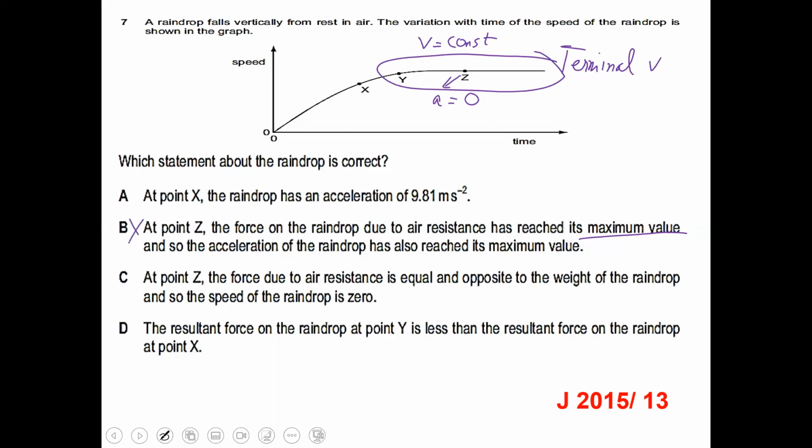At point Z, the force due to air resistance, the word maximum is a problem. At point Z, the force due to air resistance is equal and opposite to the weight of the raindrop. Look at this line. Has speed become 0 or is speed constant? Speed is constant. So the resultant force on the raindrop at point Y is less than the resultant force on the raindrop at point X. Yes, sir.